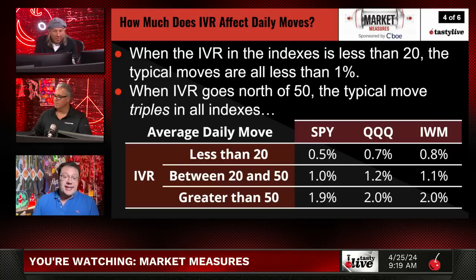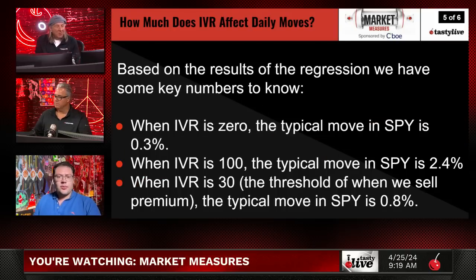Now, IV rank hasn't always stayed above 50. We've seen a rise, but we've definitely seen an increase in how much the market moves. On average, you're going to see a tripling when IVR goes from below 20 to greater than 50. That's super interesting. Based on the results of the regression, we have some key numbers to know.